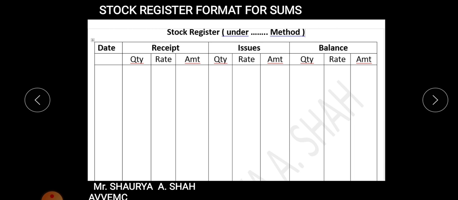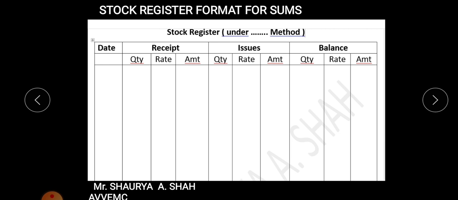Fine. What I'll write is, 1st January, quantity, I have 100 kgs, rate at 2 rupees per kg. So what will be my amount, students? It will be 100 into 2, that is 200. Is it clear? Issues dash, balance again 100, rate of 2, amount will be 200, right?